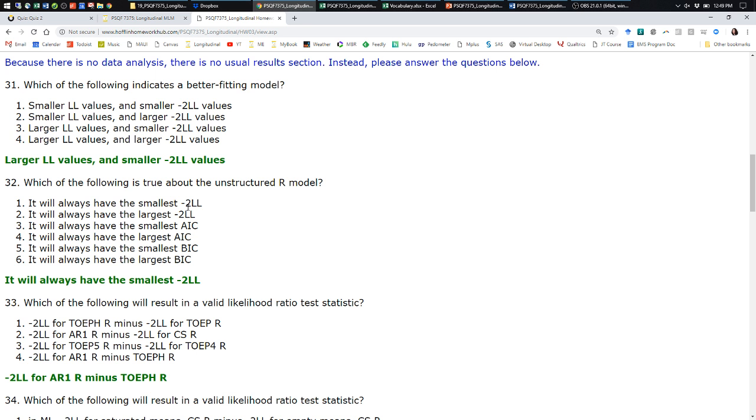This one, unstructured R, is as good as it can get. It uses all possible parameters to represent variances and covariances that are true to what they are in the data. So -2 log likelihood as an indicator of model goodness will be smallest for this, but not necessarily AIC and BIC. Why not? What's different about AIC and BIC?